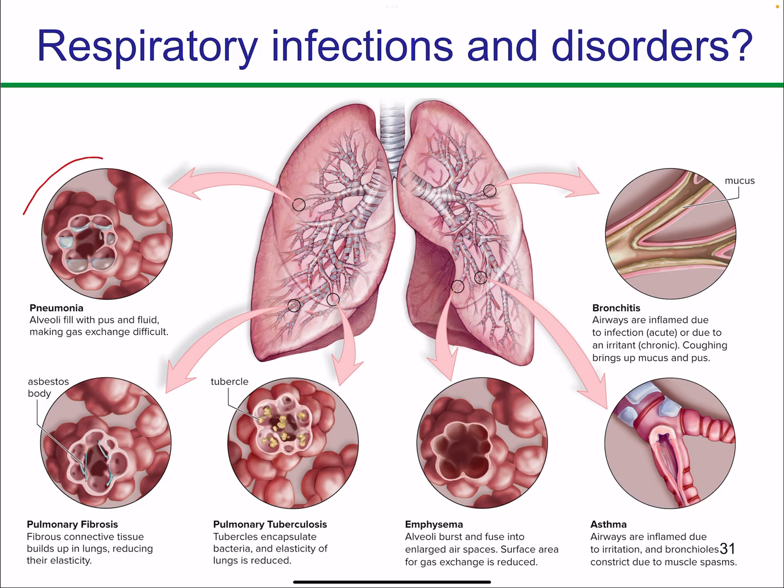So here we have the case of pneumonia, where we have alveoli that are filled with fluid, right? Which decreases the surface of exchange. Fibrosis stiffens the walls of the lungs. Tuberculosis creates tubercles in the lungs, which causes lungs to fall apart. Emphysema actually causes the lung alveoli to burst like this, okay? And this decreases the surface of exchange.